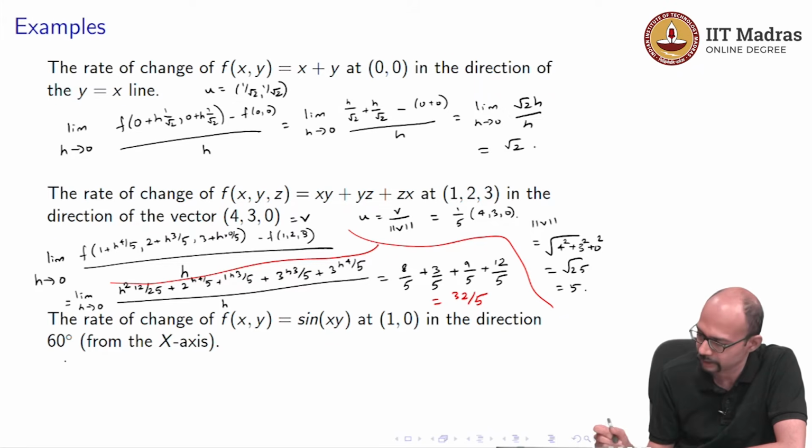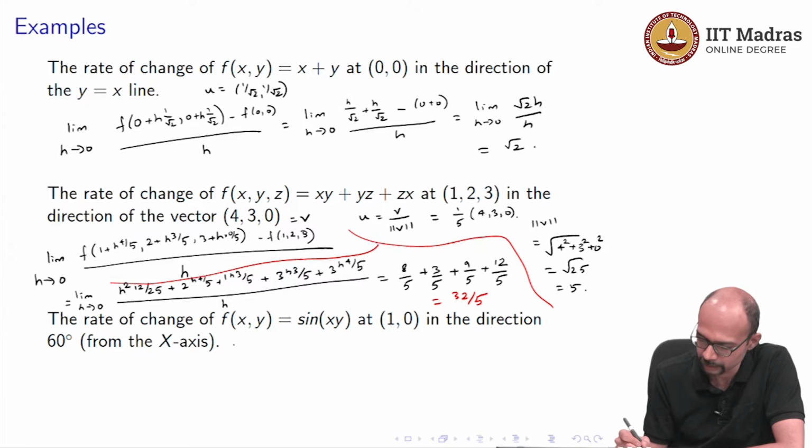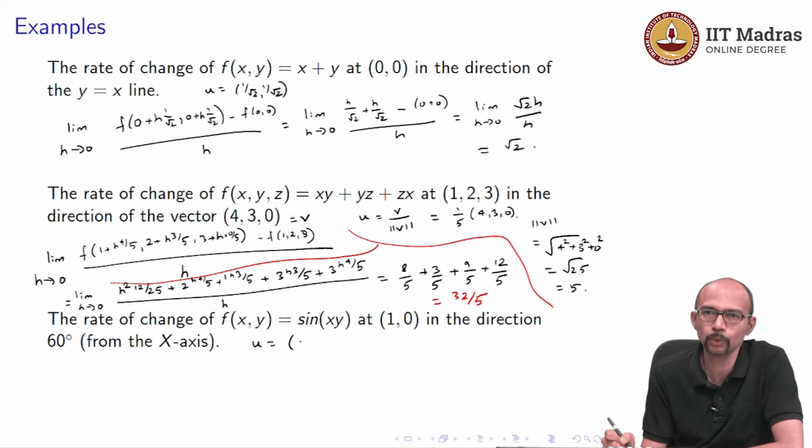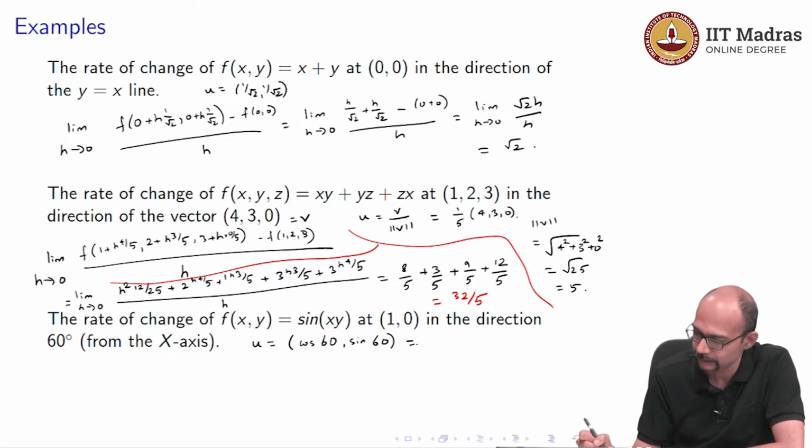And finally, here is an example where we specify the direction. The direction is 60 degrees from the x axis. So, this is on the xy plane. Let us see what u is here. If the angle is theta, then u will be (cosine theta, sine theta). So, here you have (cosine of 60, sine of 60).